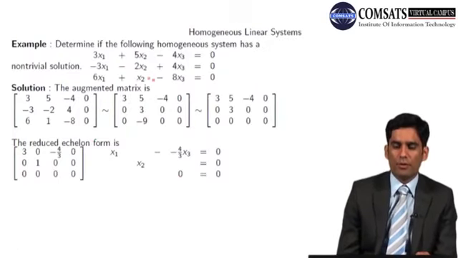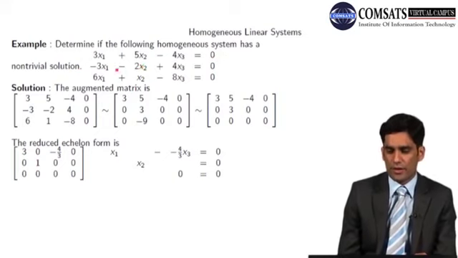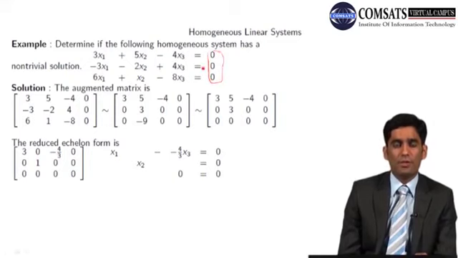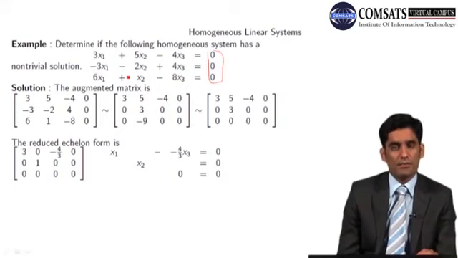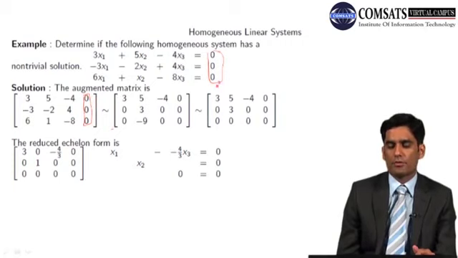Determine if the following homogeneous system has a non-trivial solution. You are given a homogeneous system whose right hand side is 0, and we have to check whether this system has a non-zero solution or not. So we will write down the augmented matrix. Of course, the rightmost column of the augmented matrix will consist of 0, 0, 0, which corresponds to the B. And here for the homogeneous system we have 0, 0, 0.